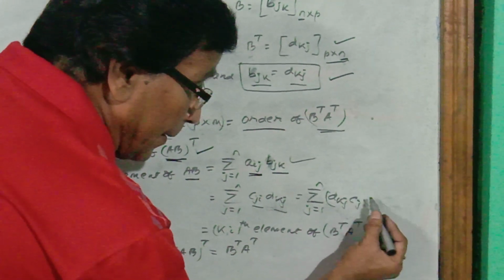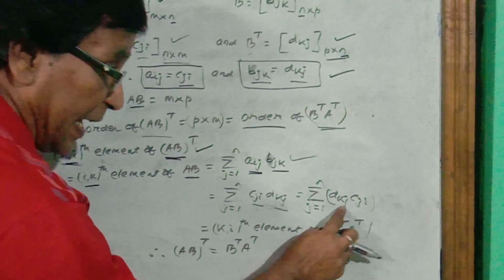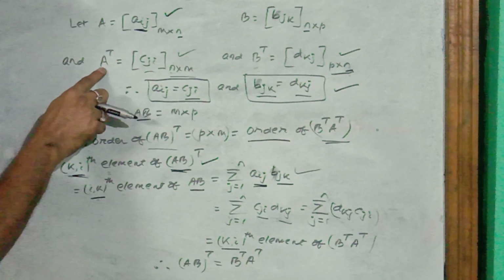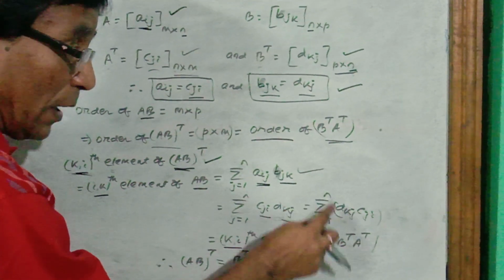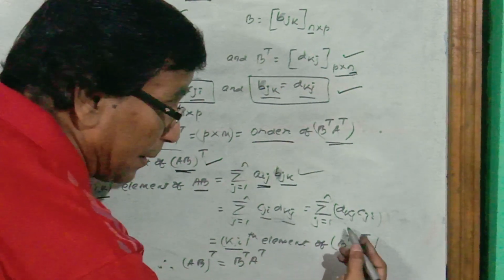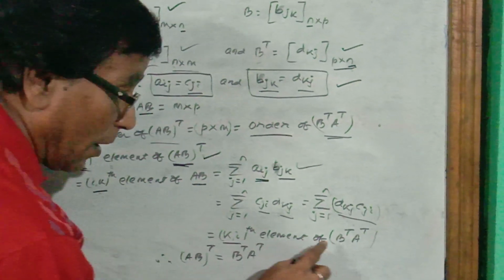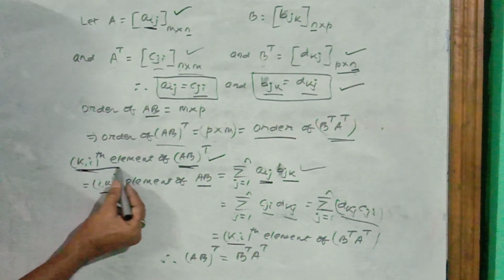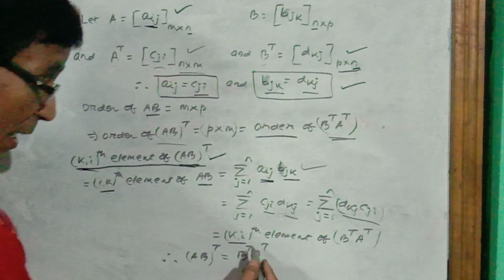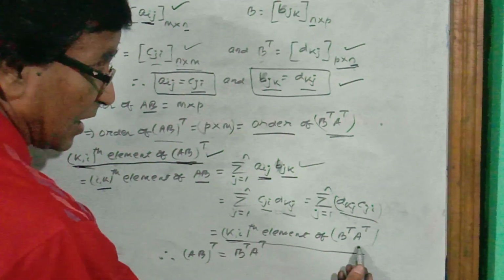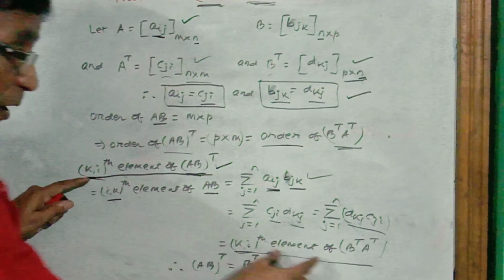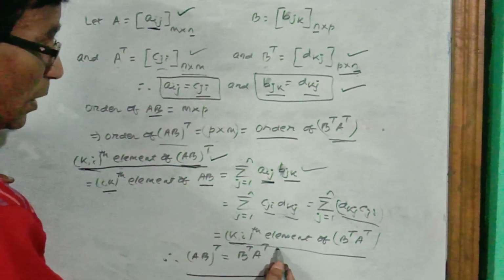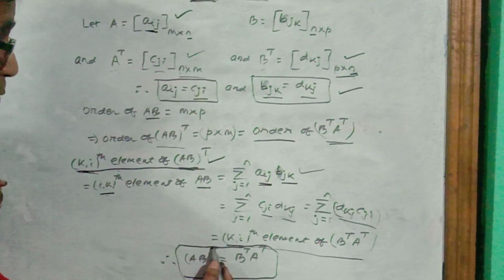So what is this? It is nothing but the kith element of B transpose into A transpose. The summation, j varies from 1 to n, of Dkj Cji represents the kith element of B transpose into A transpose. So finally we have proved that the kith element of (AB) whole transpose is the same as the kith element of B transpose into A transpose. So their corresponding elements are the same and their orders are the same. So we can say (AB) whole transpose is equal to B transpose into A transpose.